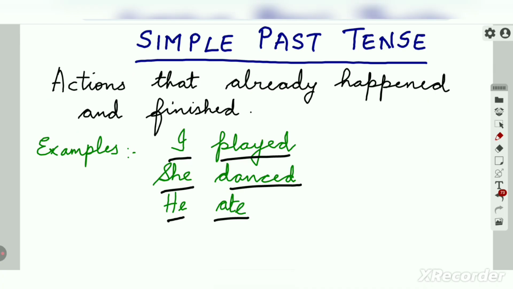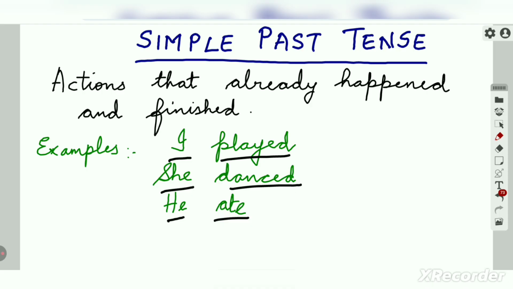Simple past tense is used to talk about actions that already happened in the past and are completed. That means the action is over. For example, I played, she danced, he ate. I played football yesterday. She visited her grandmother. They watched a movie last night. All these actions are already finished.